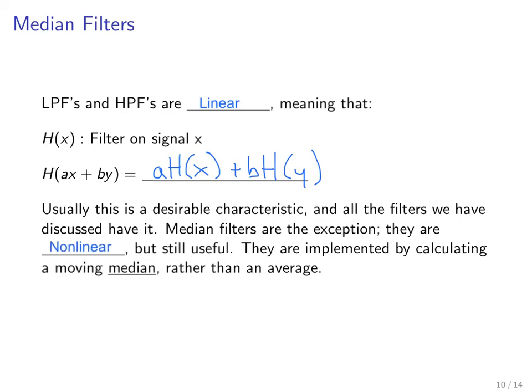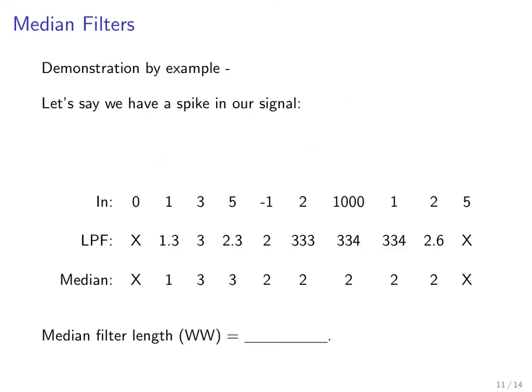And they're implemented by calculating a moving median rather than a moving average, as in the case of the moving average windows that we talked about previously. So essentially what we do is we just move a window along and calculate the median of the samples rather than their mean. And that implements a median filter. Okay, so as we often do, let's demonstrate this by example.